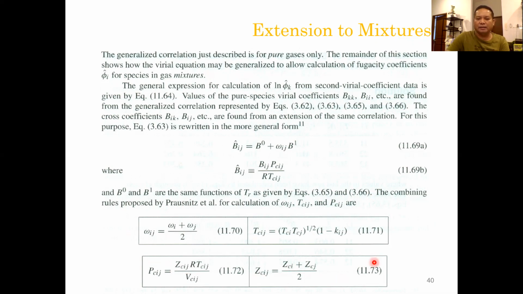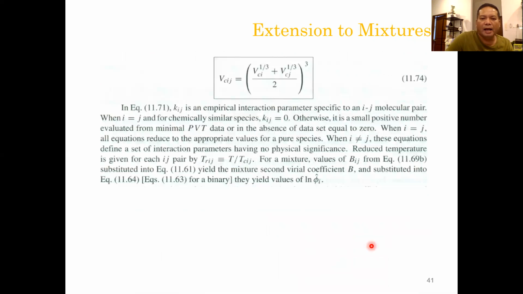Okay, don't worry guys how they got this, because in the exam I will give you these equations. Okay, I don't expect you to derive these equations, but it's good enough for you to know how to apply these equations. And this for the volume also.